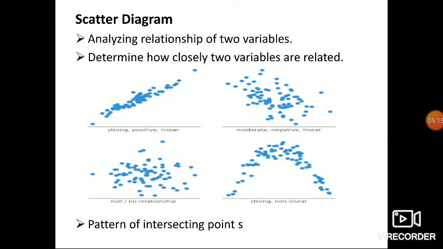The third type of bivariate analysis is scatter diagram. Here also we can identify the relationship between two factors. But in a scatter diagram, we can determine how closely these two variables are related. In this slide, you can see four different types of graph. The pattern of intersection of points in each graph varies.